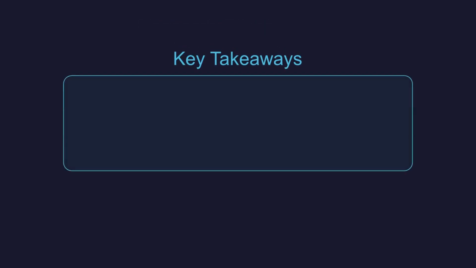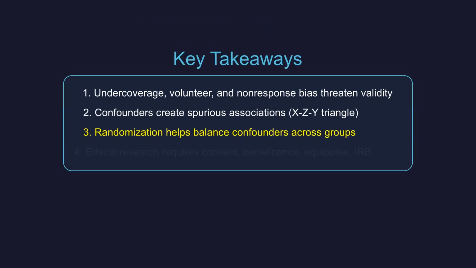To sum up, undercoverage, volunteer bias, and non-response bias all threaten the validity of study results. Confounders create spurious associations through the X, Z, Y triangle. Randomization is our best tool to balance confounders, and ethical research always requires informed consent, beneficence, equipoise, and independent oversight.